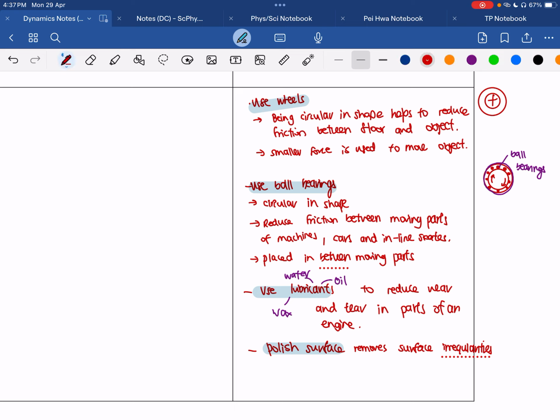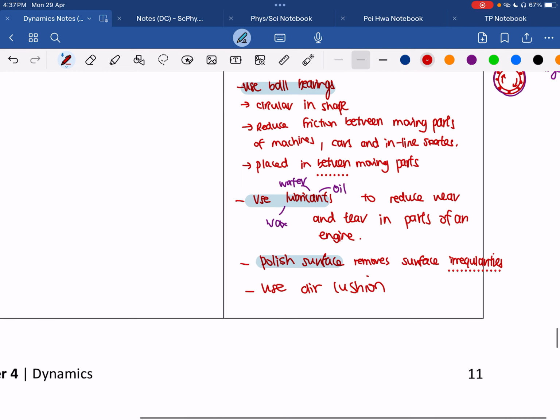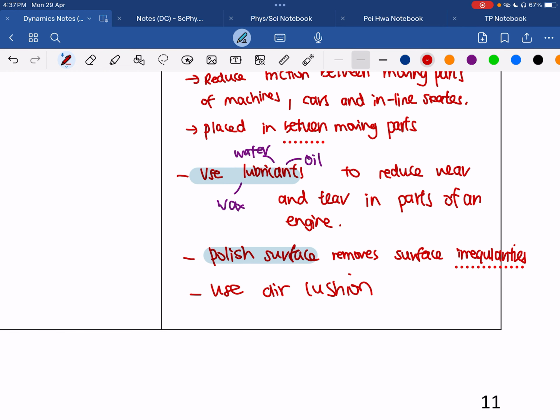Okay, last one, we could also choose to use air cushion. So in between the surfaces, inject a layer of air. So friction between two surfaces is reduced with a layer of air. Okay, make sure you write them down.